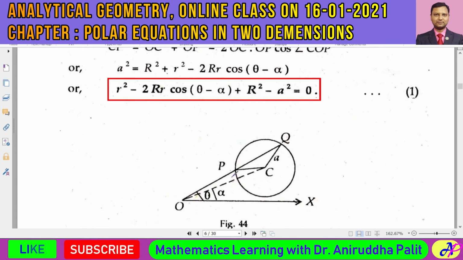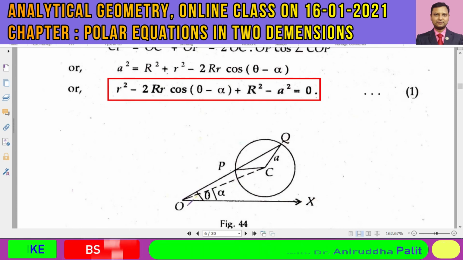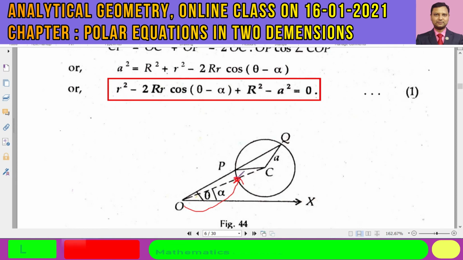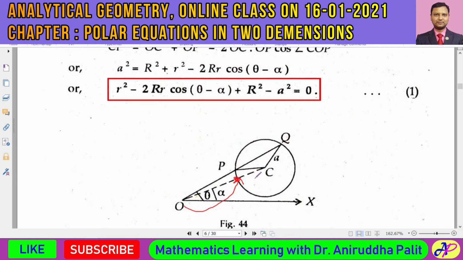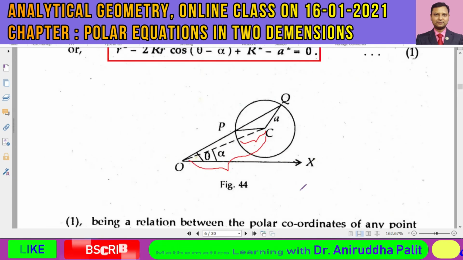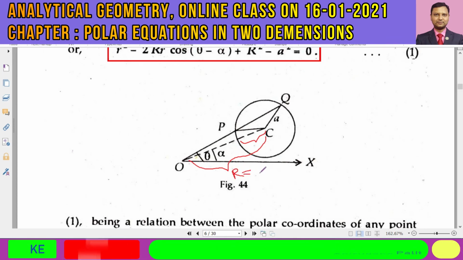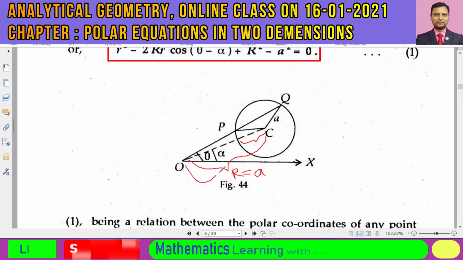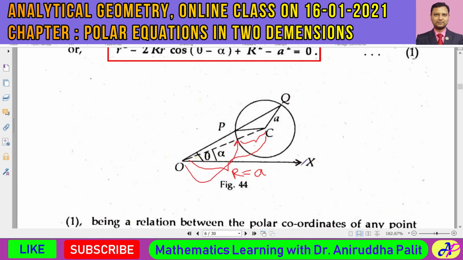Now there are some special cases of this circle. Suppose this point O lies on this circle. Suppose this is the position of the point O, then this distance would become equal to this distance, that is actually the radius. Therefore we can say in that case capital R would be equal to the radius small a. So if by chance this point O lies on the circle, in that case capital R would be equal to a.